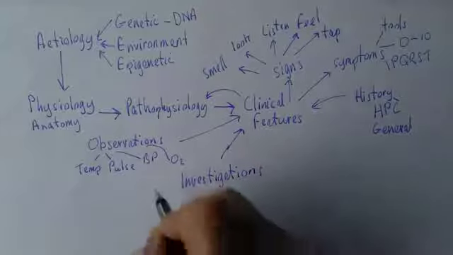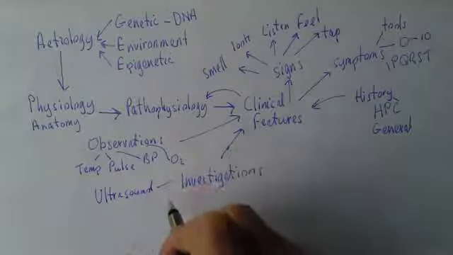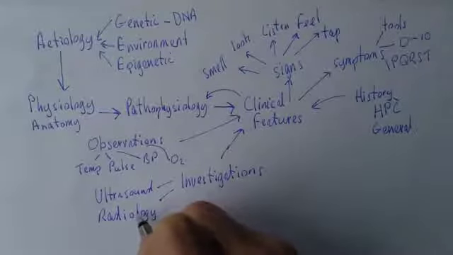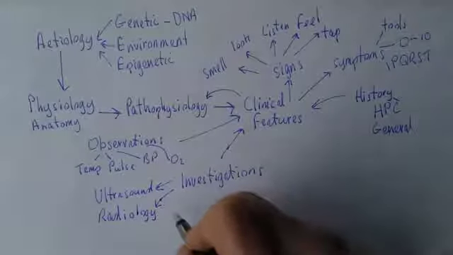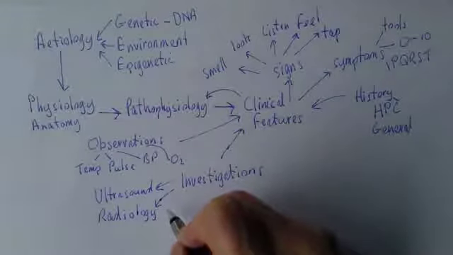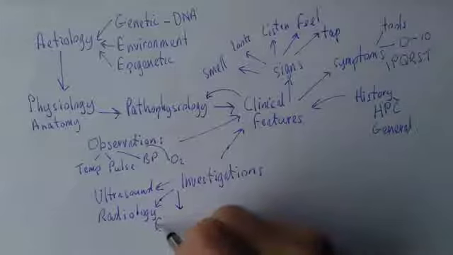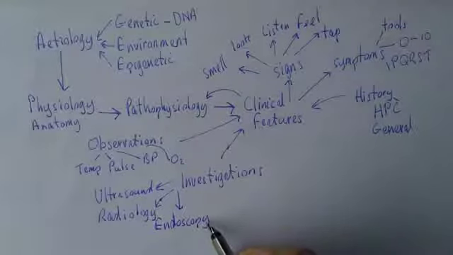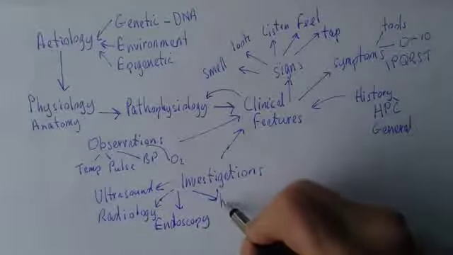We can investigate our patients, so we might order ultrasound to see what's going on, or different forms of radiology. So we might do plain x-rays, or we might do computerized tomography, or we might do magnetic resonance imaging. We might do MRI scanning, or we might look in with our endoscopes. So we might do gastroscopy to look in the stomach, or colonoscopy to look in the colon, or cystoscopy to look in the bladder. Then of course we might do the classic tests like hematology.